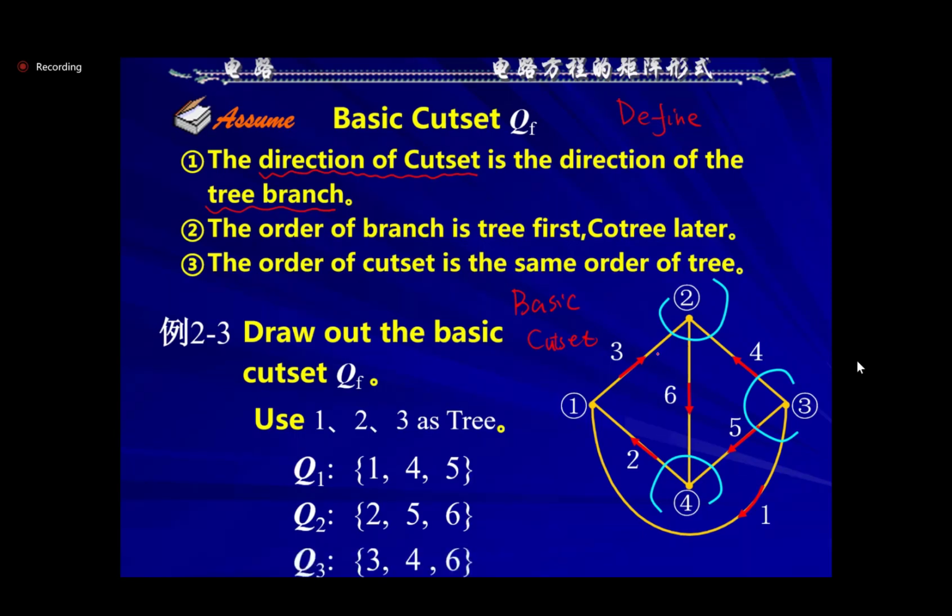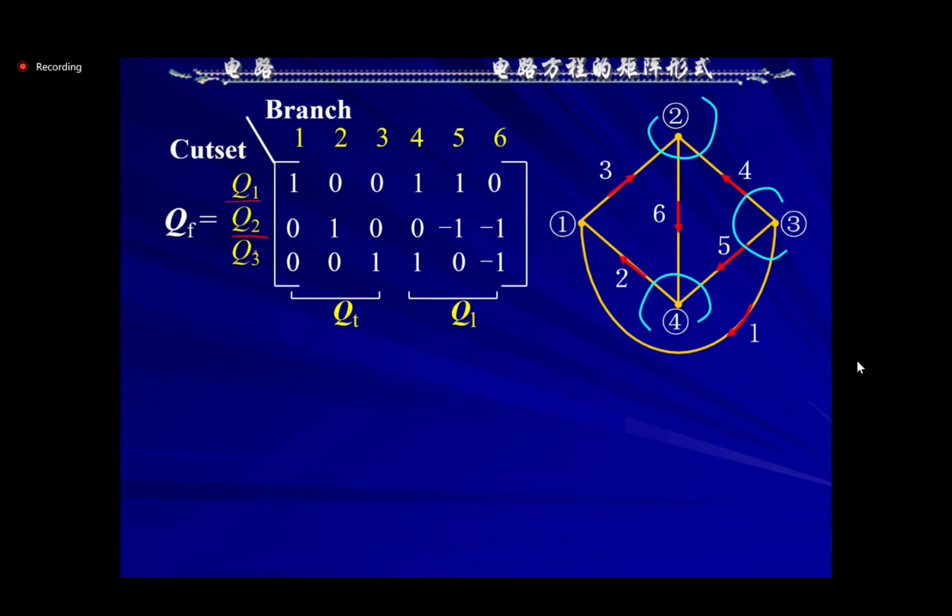For tree 3, 3, 4, 6 is a cutset. So we have 3 basic cutsets. And then we write these 3 basic cutsets as a matrix. Cutset 1 is 1, 4, 5. Cutset 2 is 2, 5, 6. Cutset 3 is 3, 4, 6.